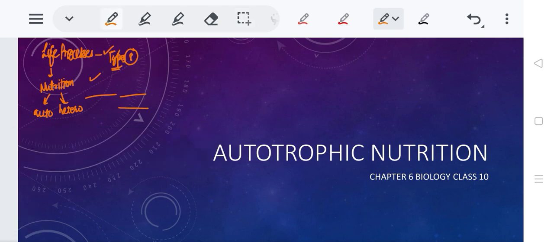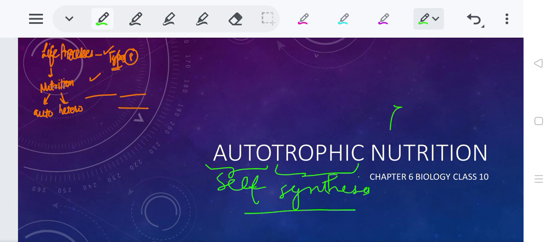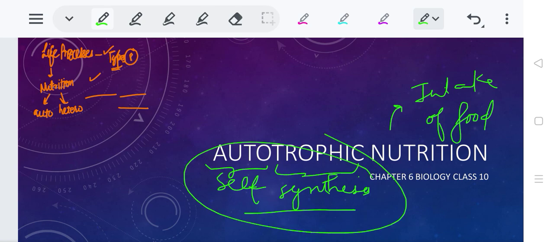So autotrophic nutrition means auto means self, tropic means synthesis. That type of nutrition is intake of food. So when you intake food that is self-synthesized or self-made, it is called autotrophic nutrition.